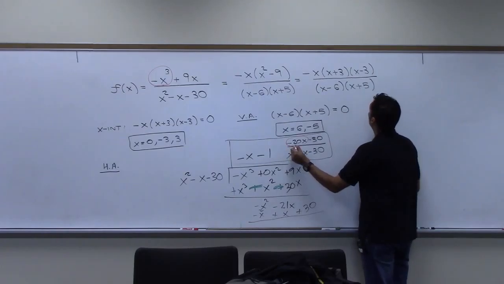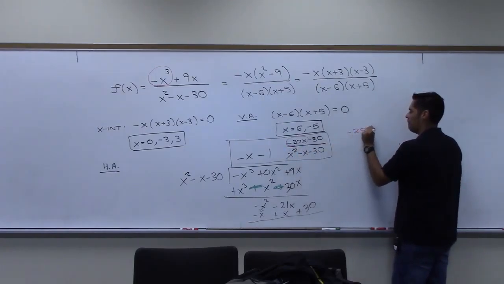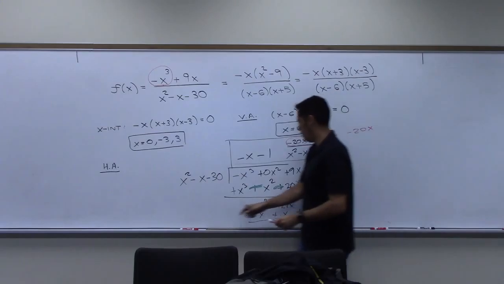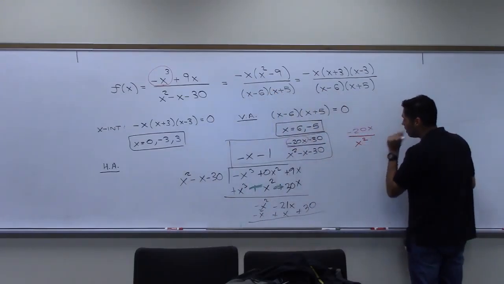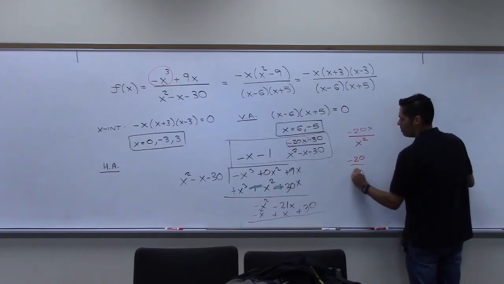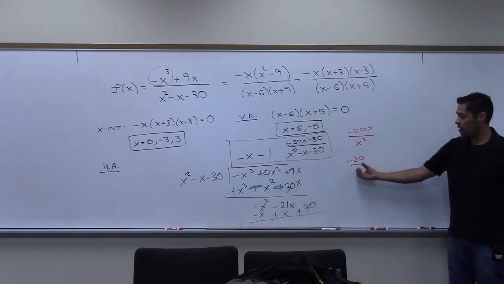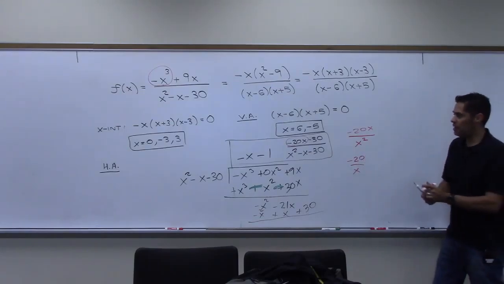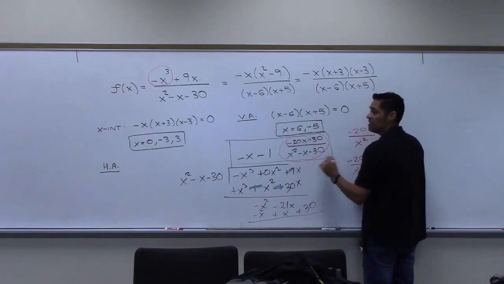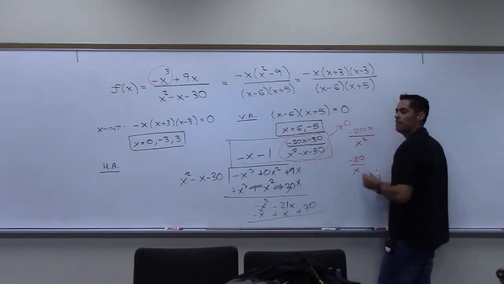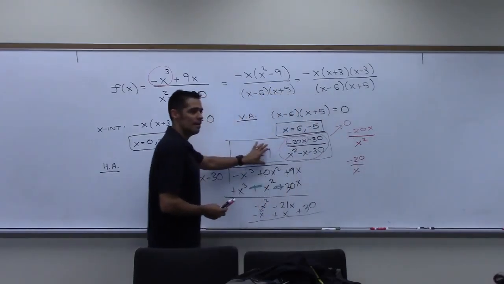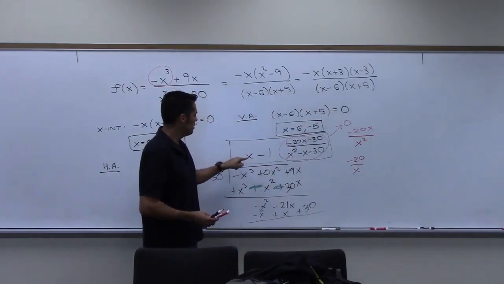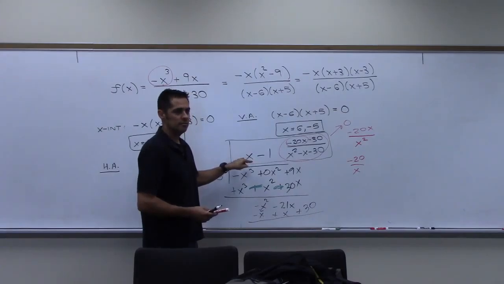Negative 20x over x squared. And this is really like negative 20 over x. What would happen if x gets really big here? This would become very small, right? So this whole thing, as x gets big, goes to 0, right? The rest of the function looks like this. Okay? Do you know what that looks like as a graph?